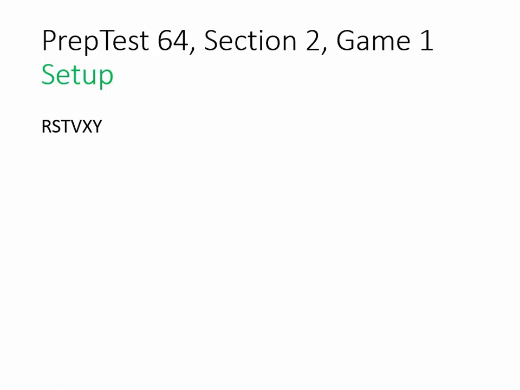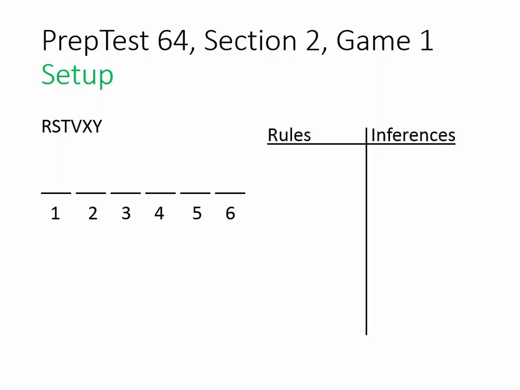So to set up a standard sequencing game, we just draw 6 blank spaces. Let's move right on into the rules and inferences. So our first rule tells us that Young must be assigned a higher numbered spot than Tagawa. A higher numbered spot means that Young is going to come later in our list. So T comes before Y.